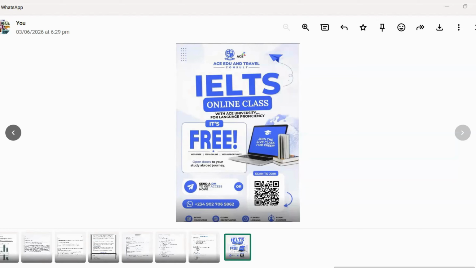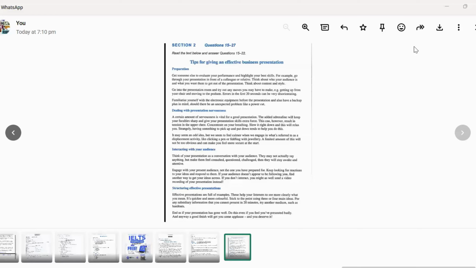Now, let's continue. Another important thing about the reading, let me share my screen so that we can take a look. Look at an example of general training reading. I want to show you something. Here's an example of general training reading. General training, not academic. Can you see an example of general training reading?